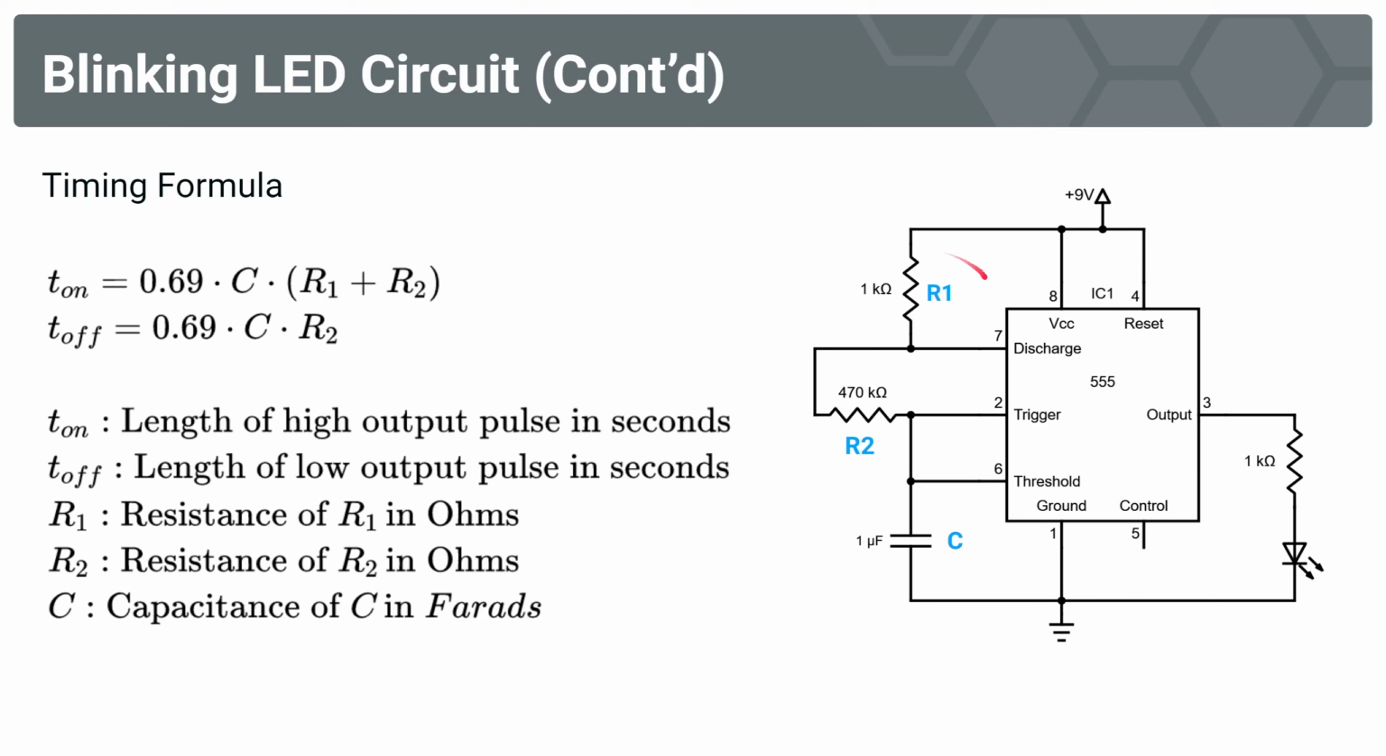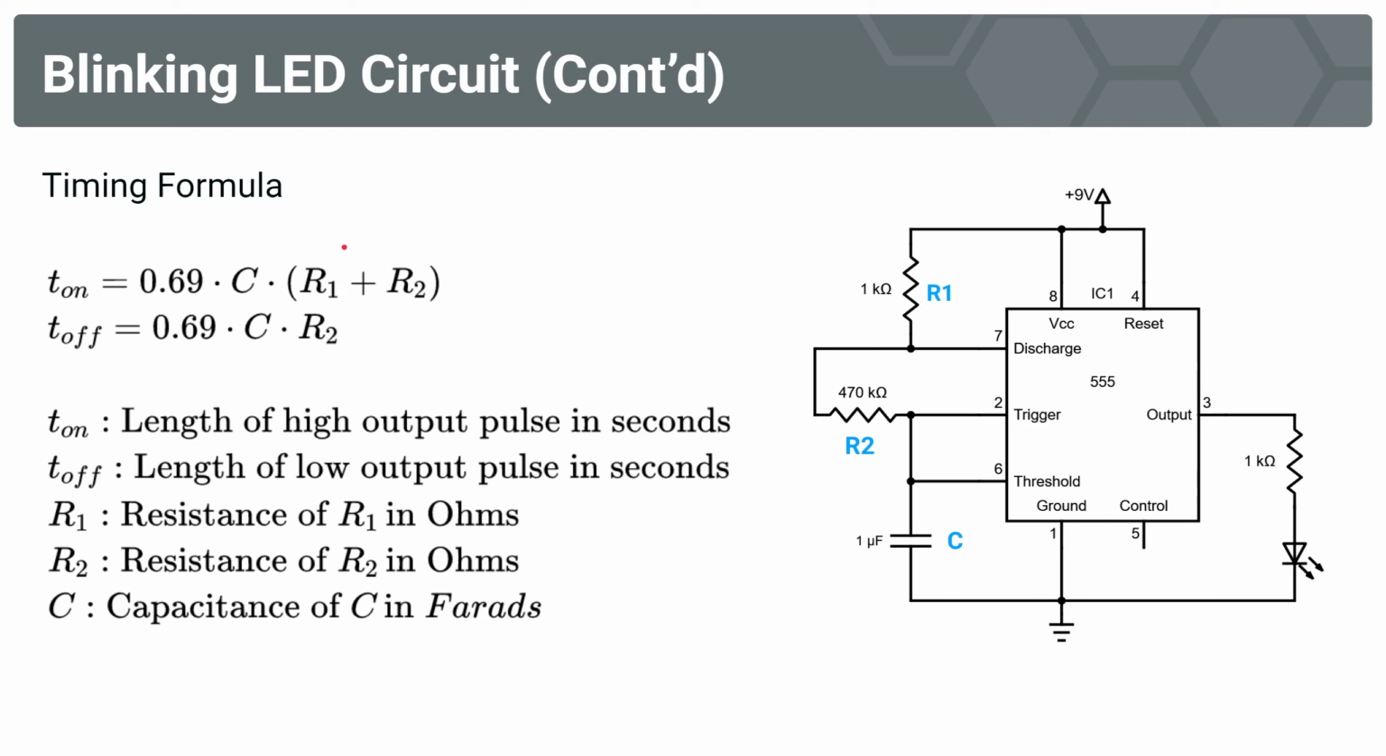So if we add the resistance of R1, this resistor, and R2, multiply it by the capacitance and this time constant, then we get the amount of time that the LED is on. If we take just the second resistor value, R2, and multiply it by the capacitance and our constant, we get the amount of time that the LED is off. And so if we wanted to change the amount of time that the LED is on and off, change the cycle frequency, all we would have to do is change our resistor values.